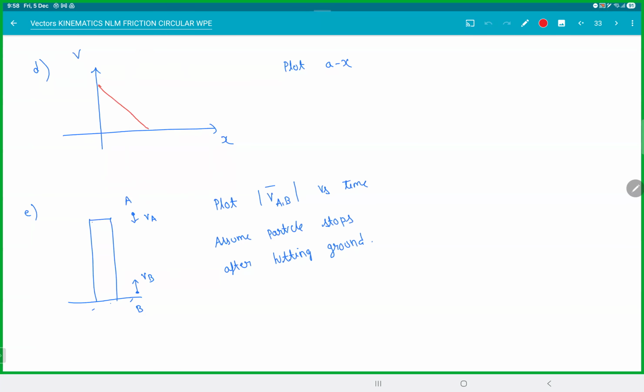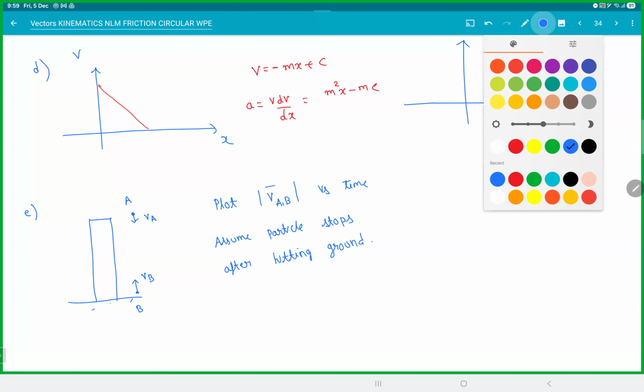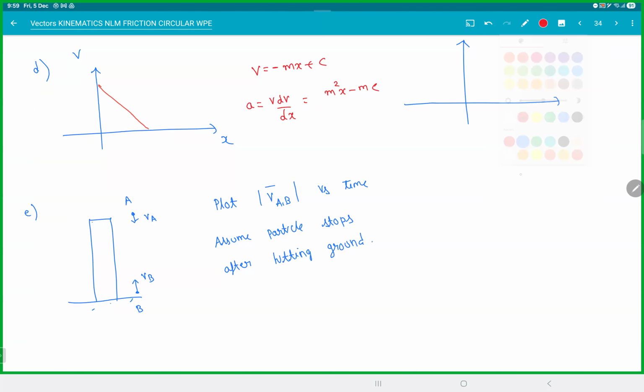So how do you plot this thing? If you see this, it's a straight line. So V is equal to minus mx plus c. Acceleration will be v dv by dx. This would be minus m, so that will be m square x minus mc. So an Ax graph is a straight line, not passing through the origin, positive slope and a negative intercept. So when I put x is equal to 0, A must be negative. This is the graph. Clear with that?